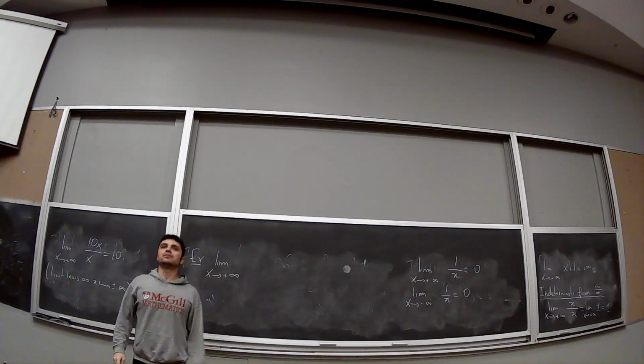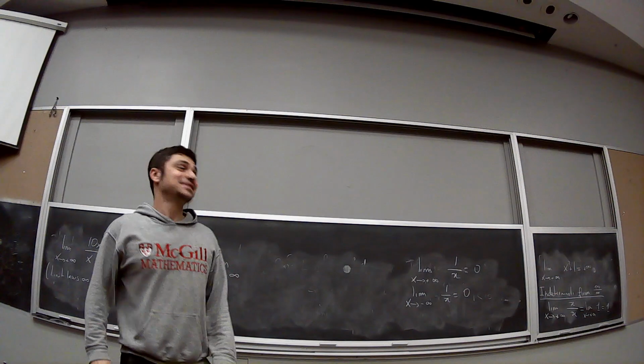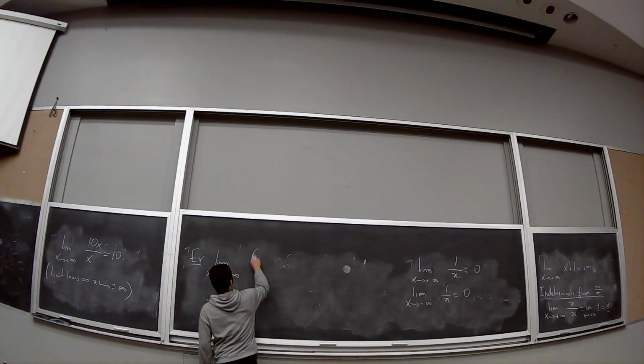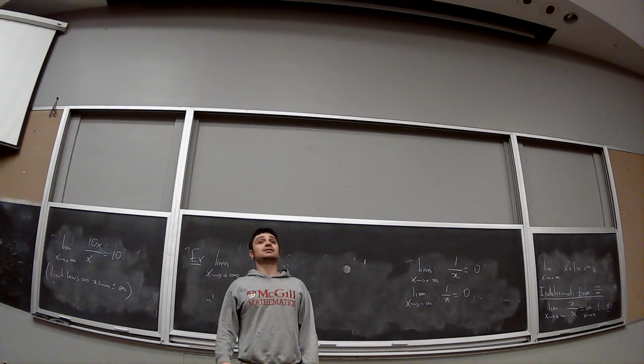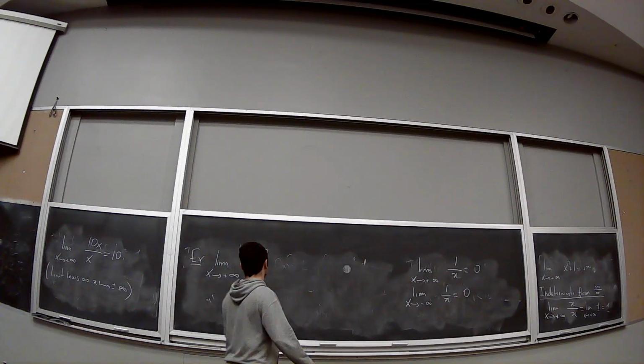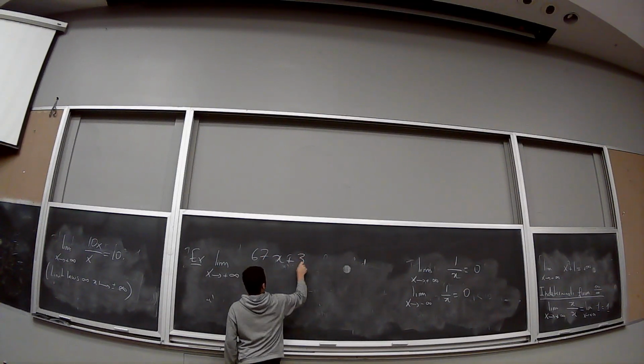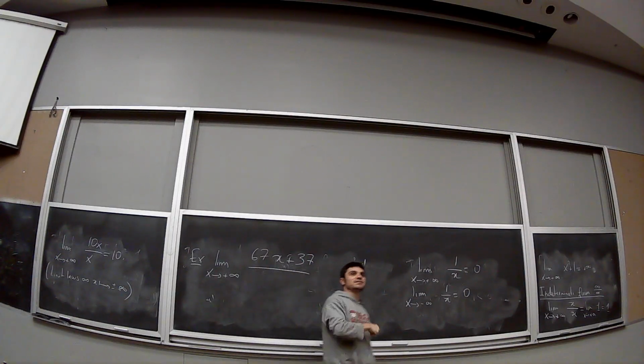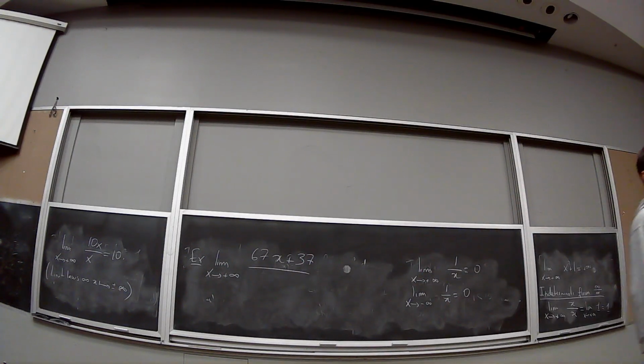Who wants to send me their favorite number? 67, okay. Someone else? 37. 67 is a prime number, 37 is a prime. Yeah, 67 and 37 both are prime. Wait, is it? 67 is a prime number. You know how to test if a small number is prime?